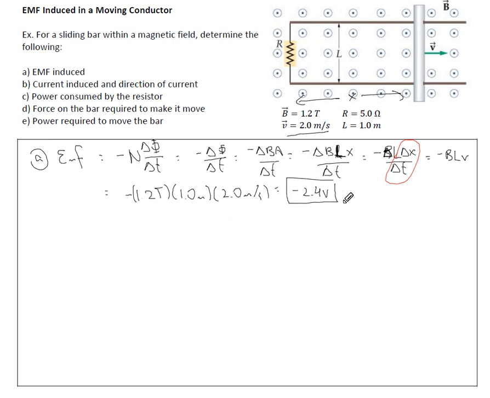And the negative is just there to tell us it's based on the theory. It's saying that it always opposes the change. So the negative says they're opposing the change, opposing the change in the magnetic field.